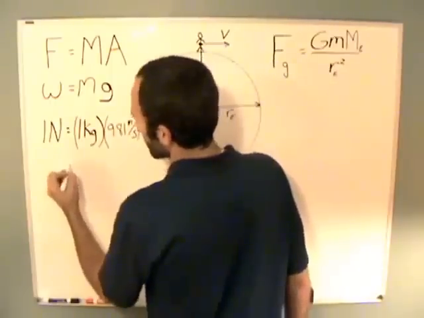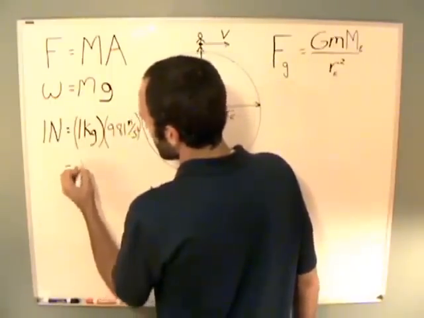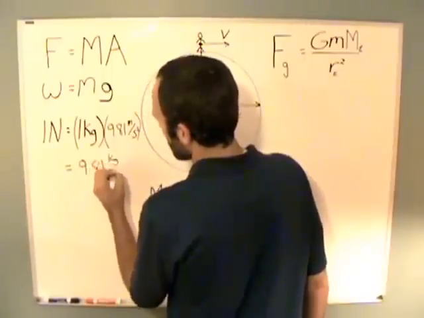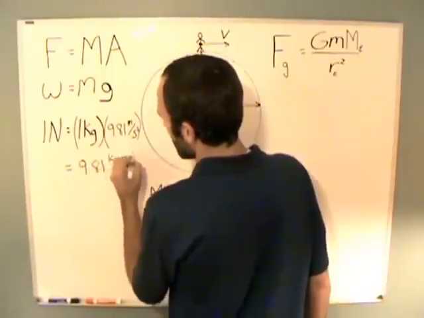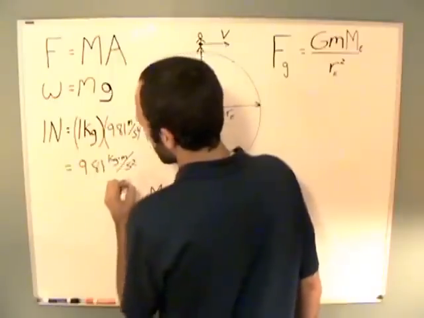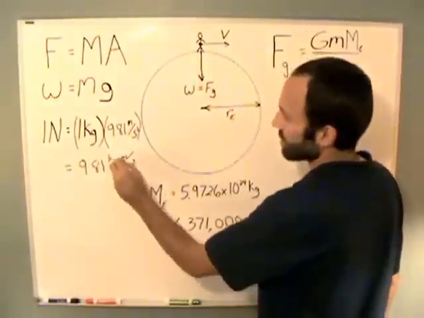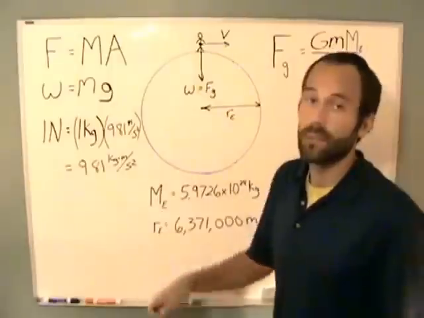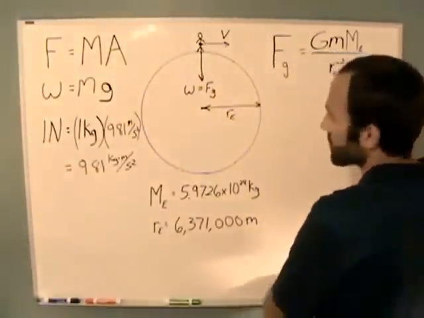So 1 newton is equal to 9.81 kilograms times meters per second squared. Okay, remember that. A newton is really equal to units of kilograms times meters per second squared.